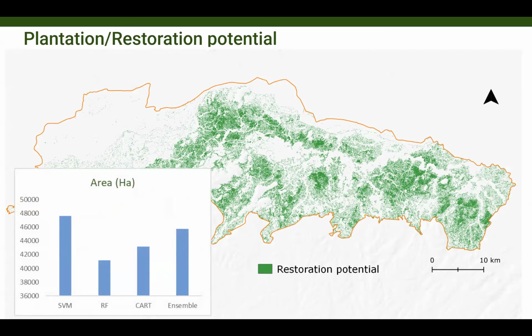So there was a total of around, SPM is basically I'm using the ensemble final product based on the ensemble model. So around 50,000 hectares is available for restoration purposes.